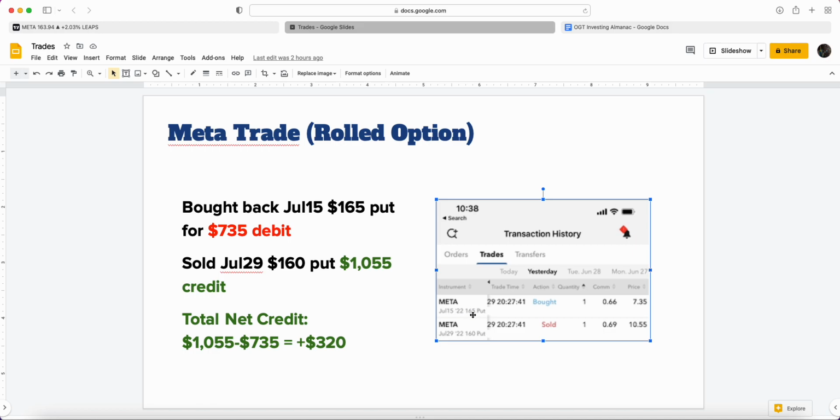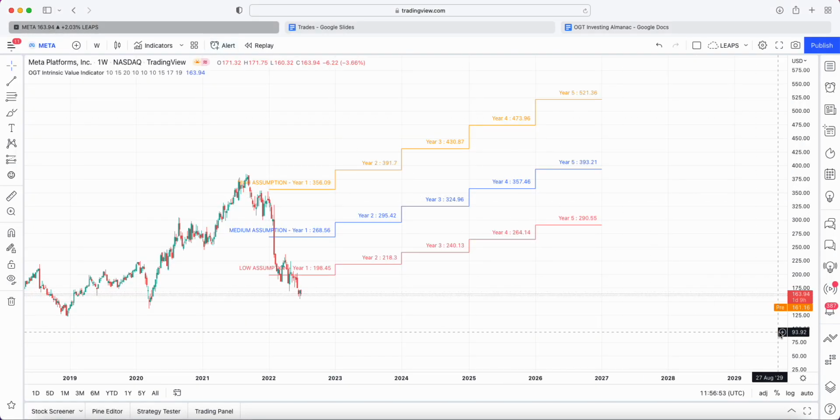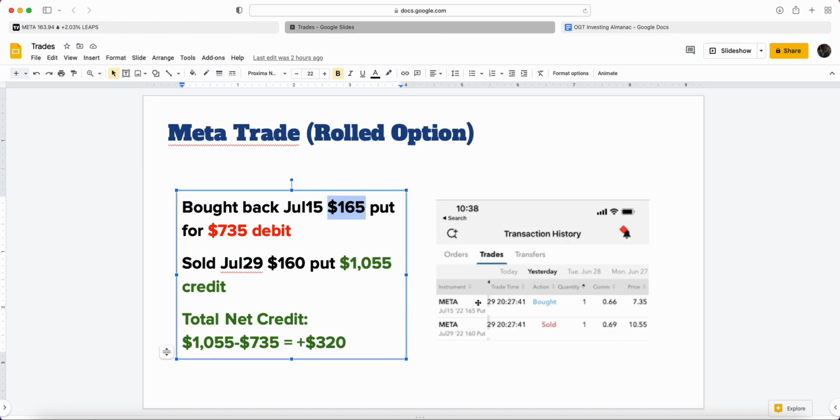My strike price for my put for July 15th, so next week, was $165. And as we can see pre-market, it's at 161. So I was currently in the money, right? So I decided to buy back that option for $7.35 per share. Times by 100, I paid $735.